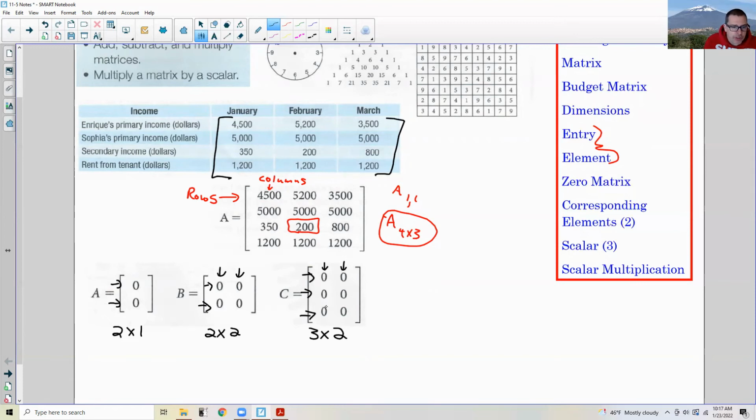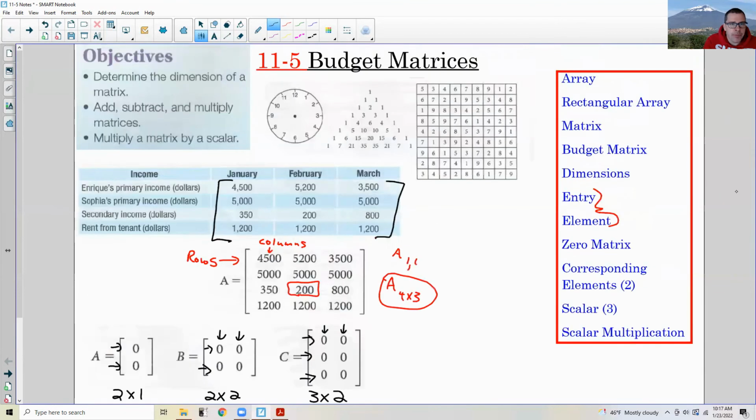Okay, so a zero matrix is simply a matrix that is all zeros. And then there's corresponding elements. I will skip that for now. It will be in example 2. Scalars and scalar multiplication will be in example 3. So there we have it. There are our objectives and vocabulary for this chapter.